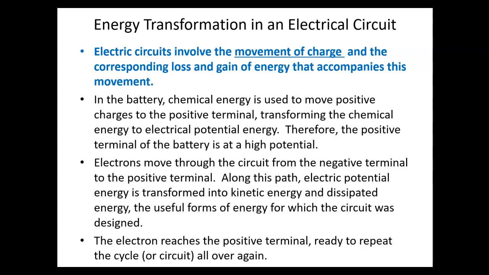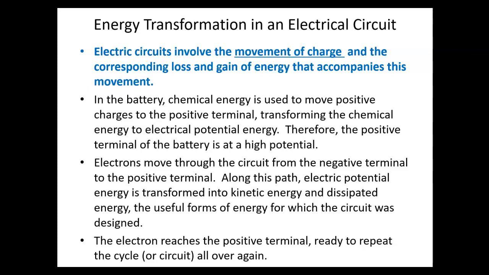So the positive terminal is at a high potential, meaning a higher voltage than the negative terminal. Now electrons are the charge carriers, and they move through the circuit from the negative terminal to the positive terminal. Along this path, the electric potential energy gets transformed. Some of it becomes kinetic energy because of the motion of the electrons. A lot of it becomes dissipated energy, especially when the current flows through the devices that are doing something useful for us in the circuit.